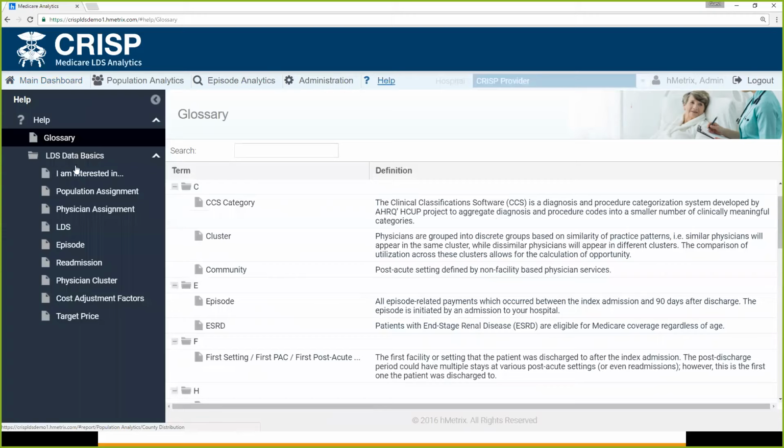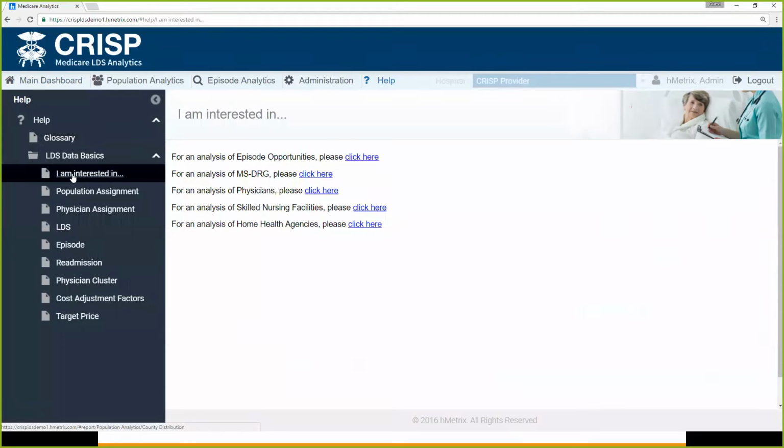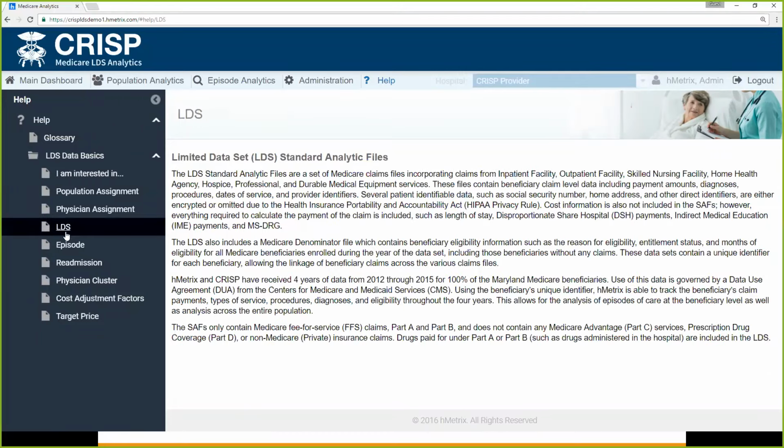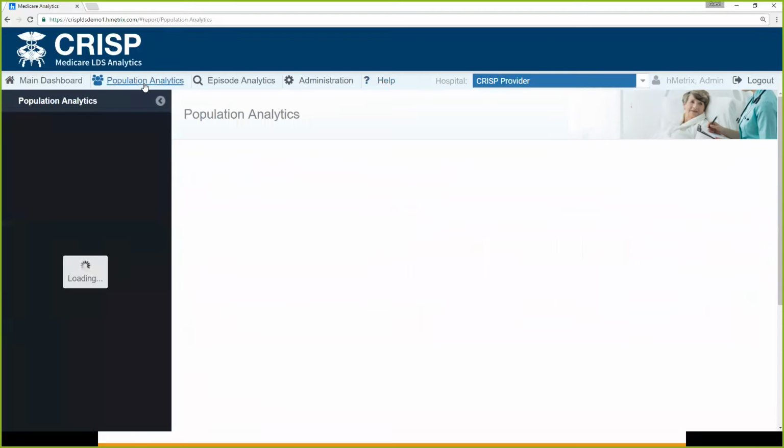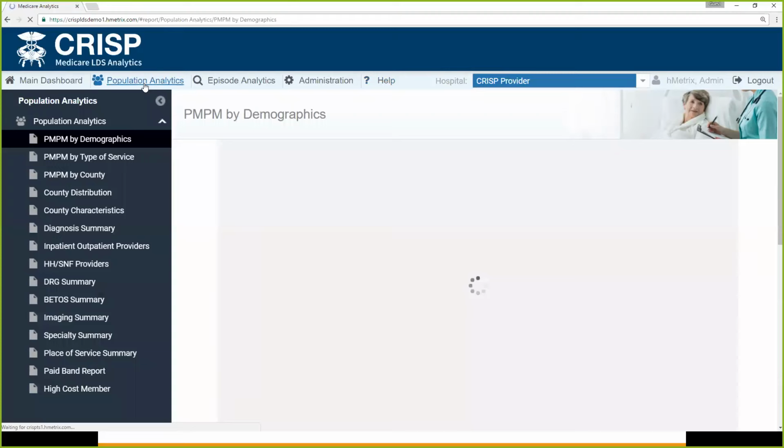We also have this LDS data basics, which is kind of like the help section. So if you get lost and you know exactly you want to look at the episode opportunities, you can just click here and it'll take you right to the report that will give you that information. Then there's also information about what the LDS is and other important things like how we calculate the cost adjustment factors and so on. But let's jump into the population analytics section first.